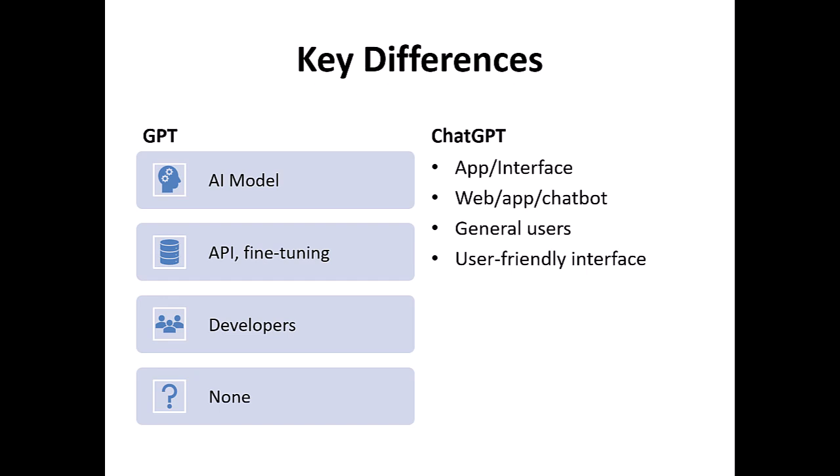So what's the difference in practice? Let's break it down. GPT is a raw AI model. You can access it via API or integrate it into your apps. ChatGPT is a polished, user-ready chatbot. You interact through a website or a mobile app. GPT doesn't have a user interface. It just responds to data inputs. ChatGPT gives you a clean UI, history, and personalization. One is for developers and the other is for everyone.